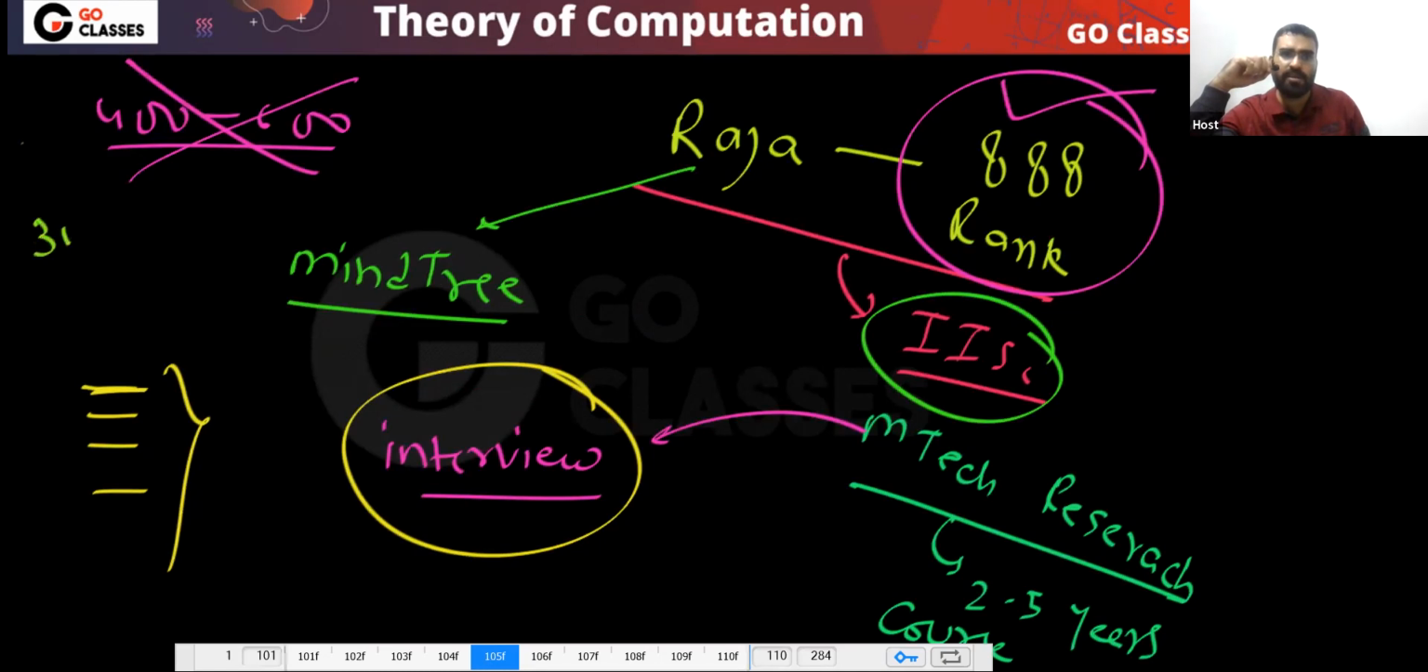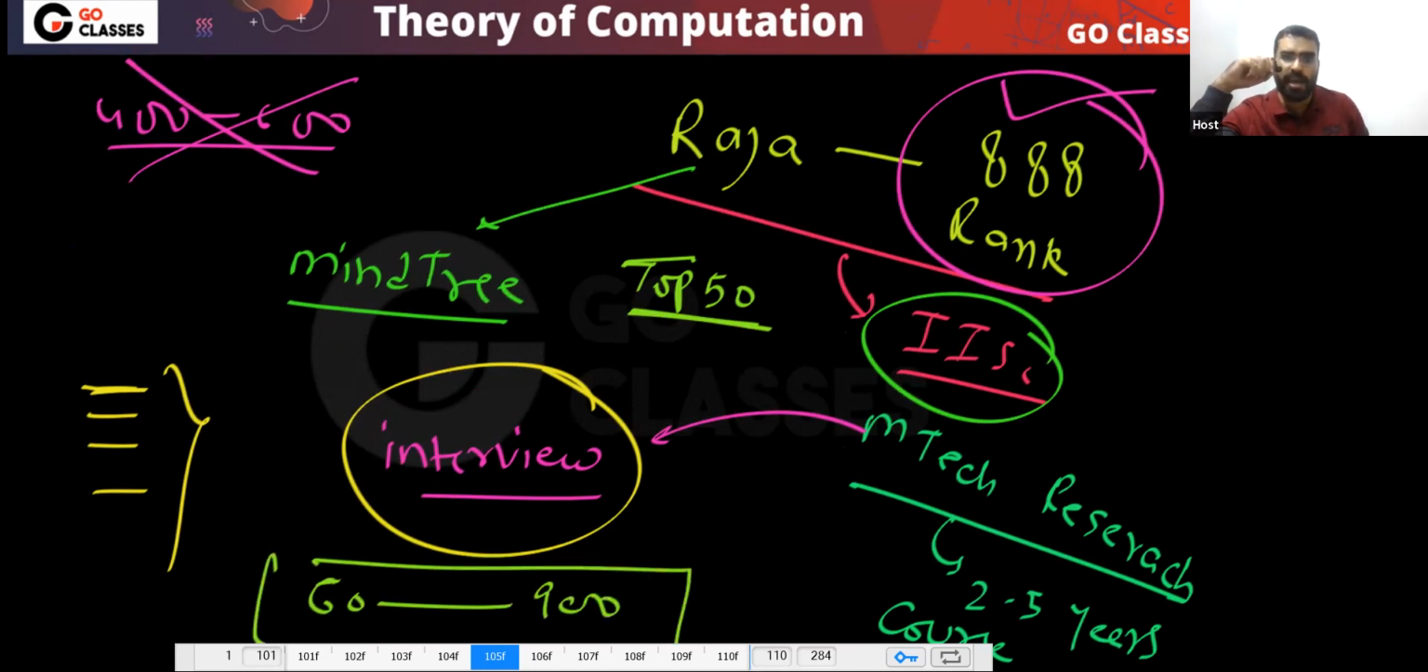For example, if you want ISC, then you can get direct admission if your rank is under 50. Top 50 will get direct admission. But if your rank is from 60 to 900 and you want ISC, you can still get ISC through an interview.